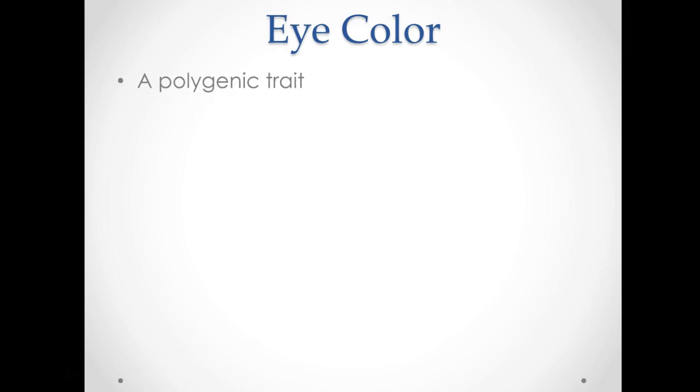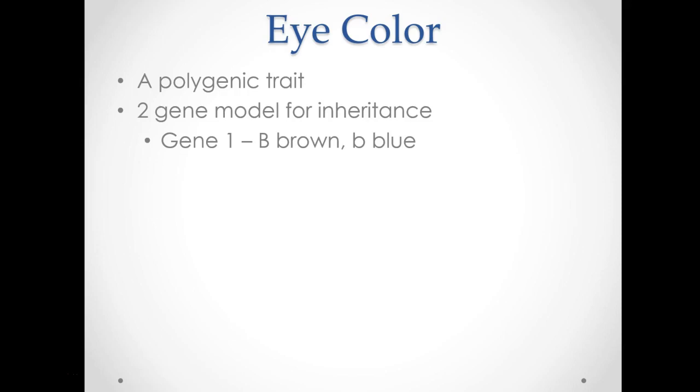So let's take a look at an example here, and we're going to use eye color. This is a slightly outdated model for eye color, and I'll tell you that right off the bat. But we used to use this old 2-gene model for inheritance. Essentially, for the first gene, you could have one of 2 alleles, either a brown allele or a blue allele. And for the second gene, you had either a green allele or a blue allele. So brown was dominant to blue, green was dominant to blue, and brown is dominant to everything, both green and blue.